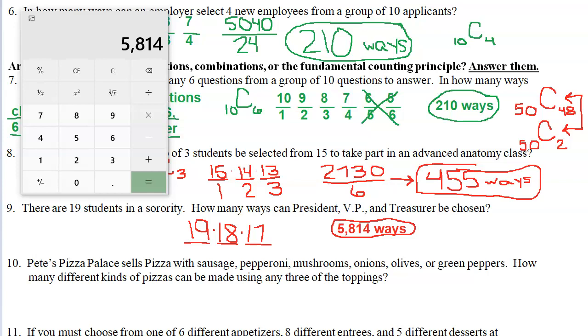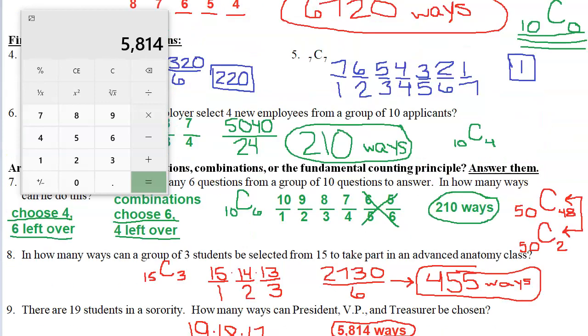The pizza place has 6 different types of topping: 1, 2, 3, 4, 5, 6. How many different kinds of pizzas can be made using any 3 of the toppings?